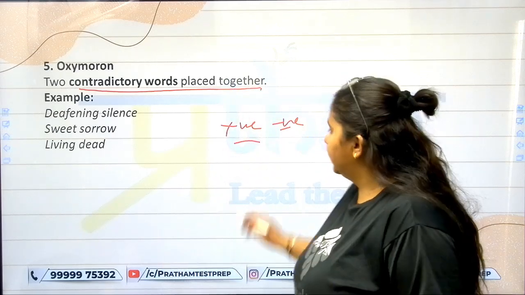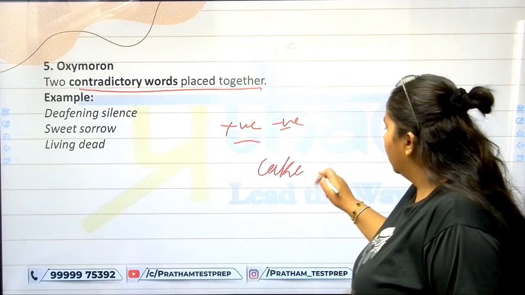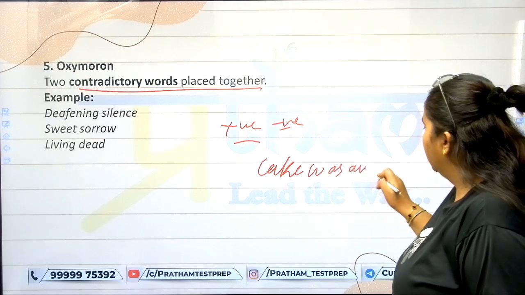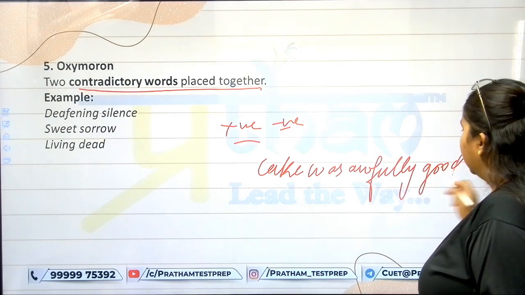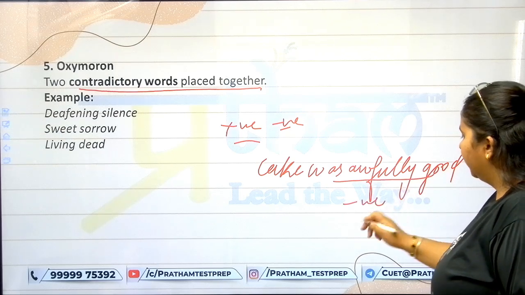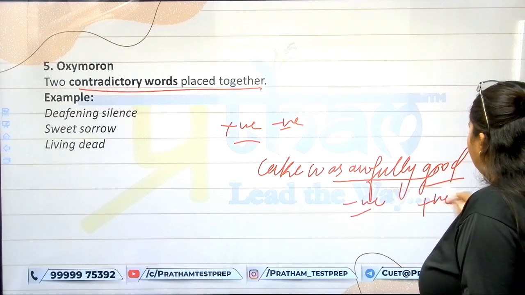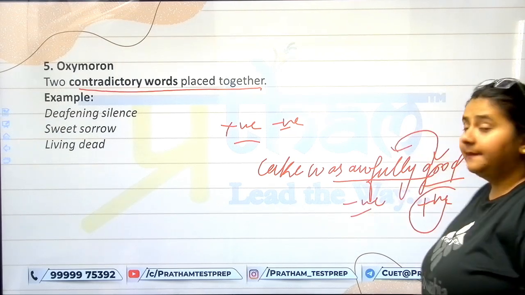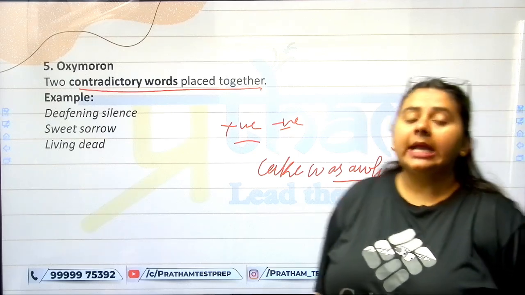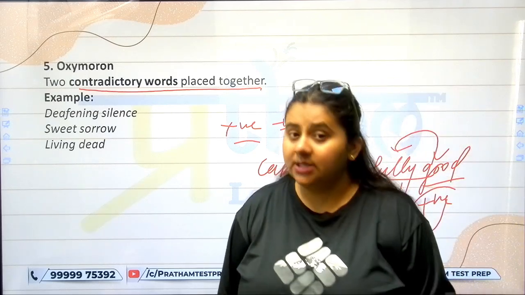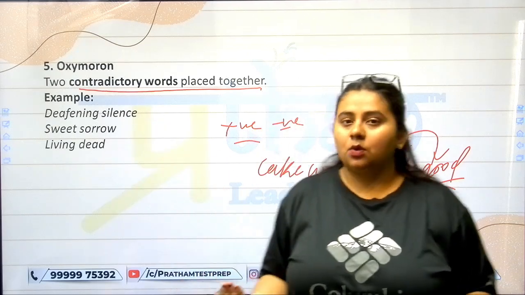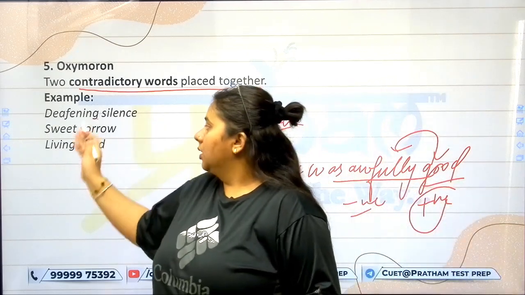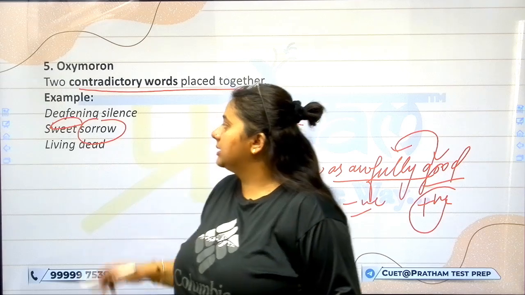Like, if I say the cake was awfully good. Now, here, guys, awfully is your negative, good is your positive. So, when two contradictory words are placed just one after another, it becomes the case of your oxymoron. Similarly, deafening silence. Now, sweet sorrow. Sorrow can never be sweet.